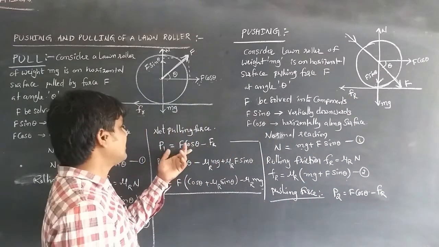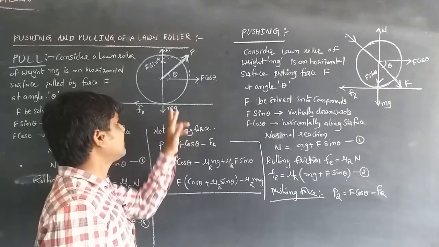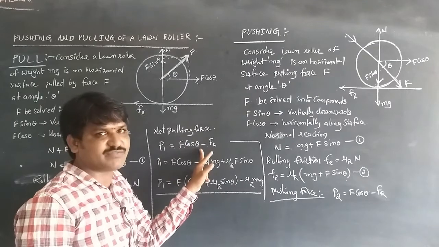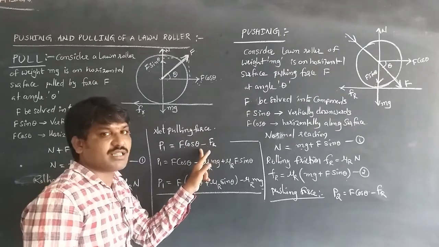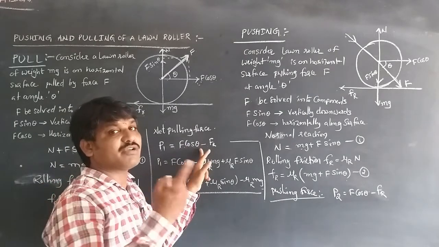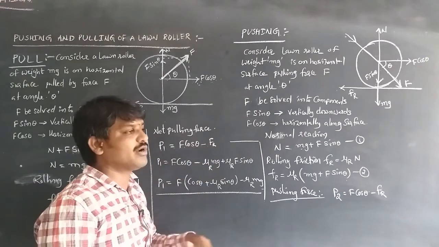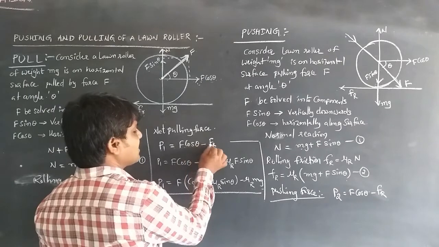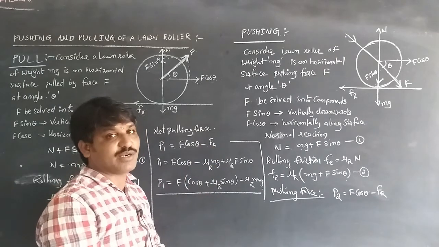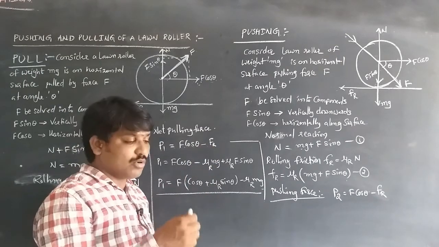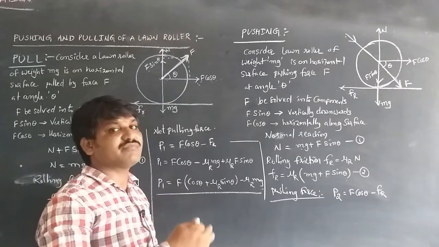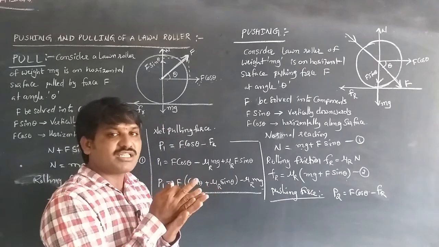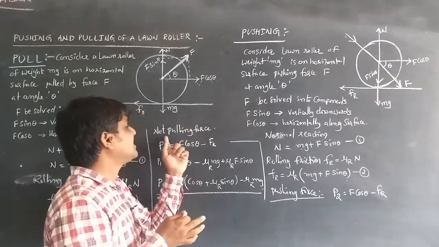Fr. For the pulling force, P1 is equal to F cos theta minus Fr. The resultant body is moving in this direction, and F cos theta is greater than the rolling friction acting on that body. So the body is rolling in the direction of F cos theta. That much pulling force, in excess of the rolling friction, acts on the body. The extra force beyond the frictional force is considered the net pulling force.